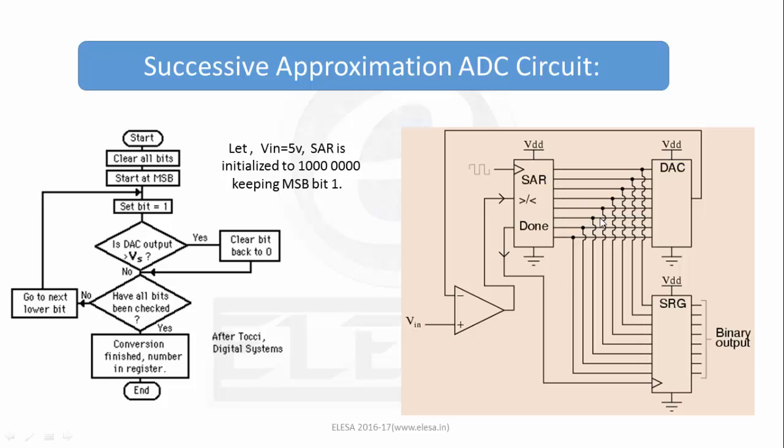At the end of 8 clock cycles, you will get an 8-bit digital output, and we take that output in the SRG register. Finally, we get a binary output. So this is a simple but sweet working of the successive approximation ADC.